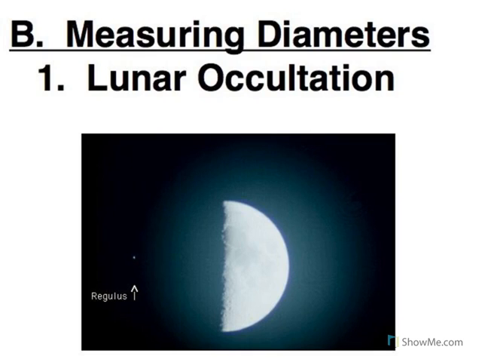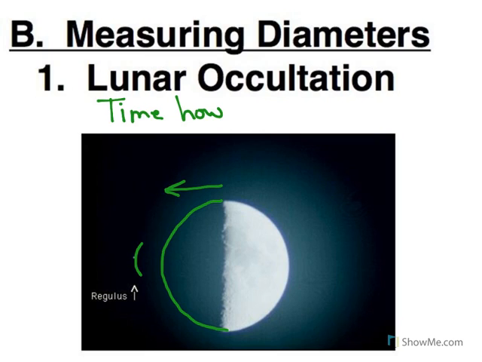The first technique is called lunar occultation. And of course, our moon is a ball. You can almost see the outline of the dark side there. And our moon orbits around the Earth, so it's in motion. Which means that in this particular picture, we could watch the moon eventually cover that star. And we can time how long it takes for the light of the star to disappear.